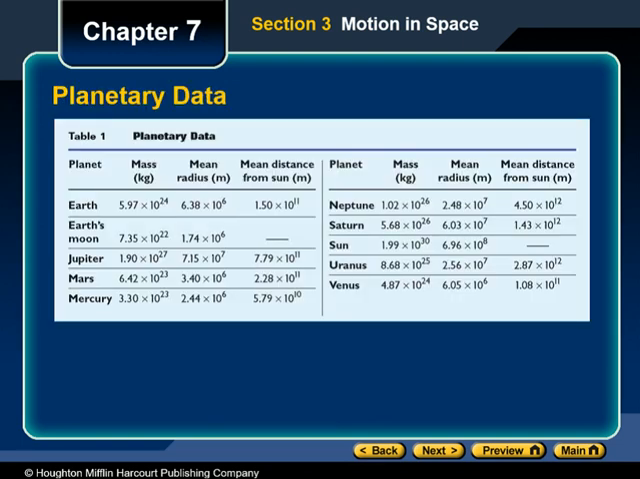Figure 3.3 on the screen here gives planetary data that can be used to calculate orbital speeds and periods. At this point, you should be able to understand sample problem D.